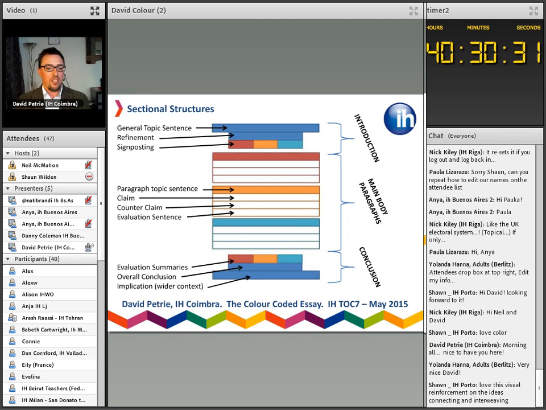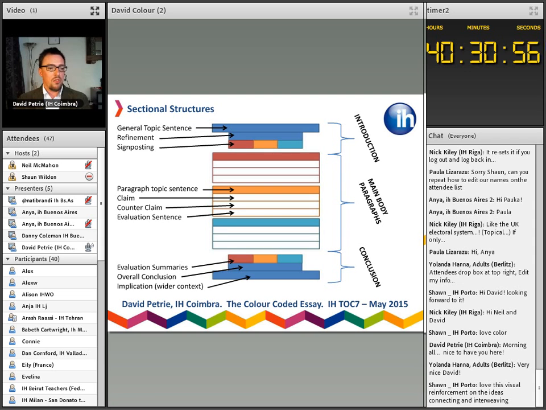With FCE students, emphasizing the claim-counterclaim pattern is a nice way of getting them to use contrastive linking expressions in their paragraphs. And then you can move on to an evaluation sentence, which is where the writer gives their opinion about the topic for that paragraph.